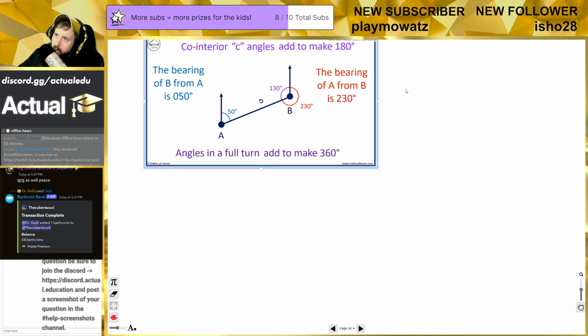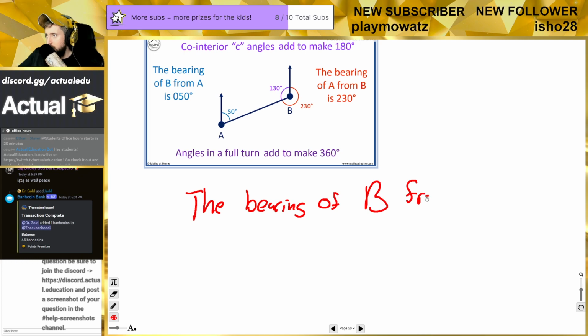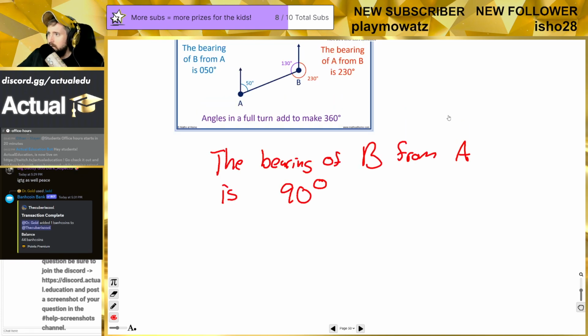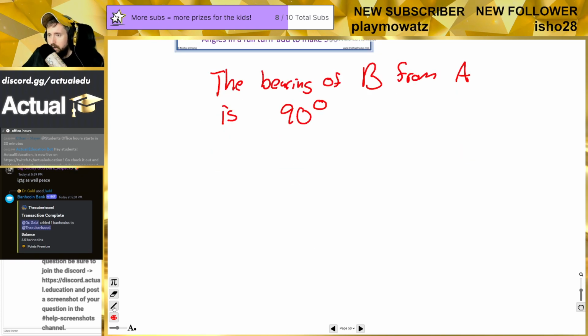Okay. Well, let's say A and B are two points, is what they're saying. Let's say the bearing of B from A is 90 degrees. All right, so let's always just draw a compass. Just draw a nice little compass like this. So this is point A.